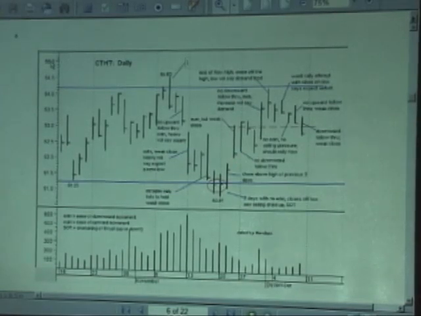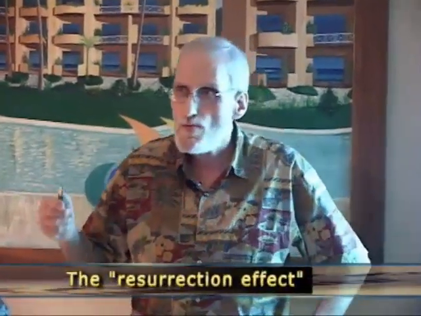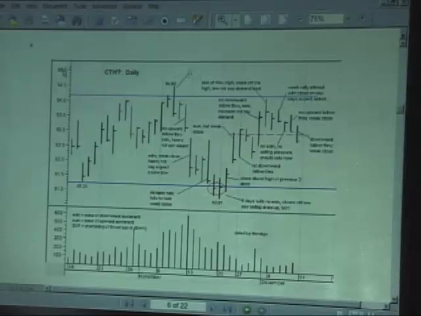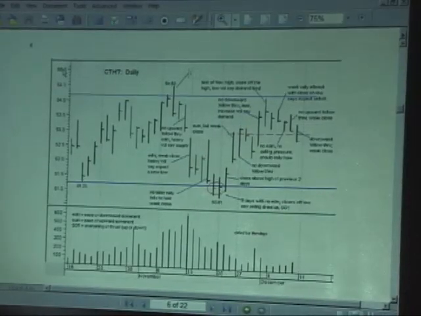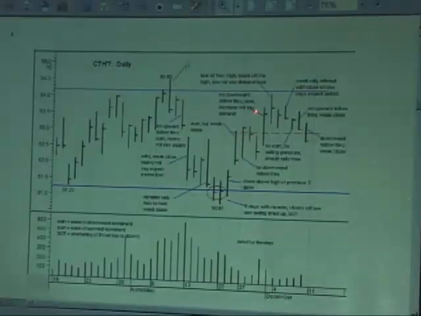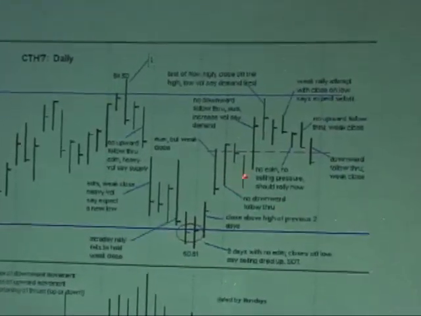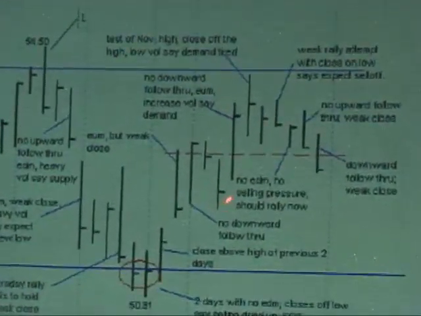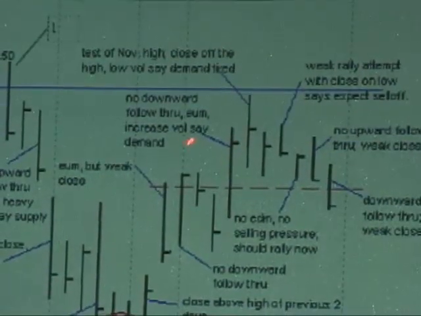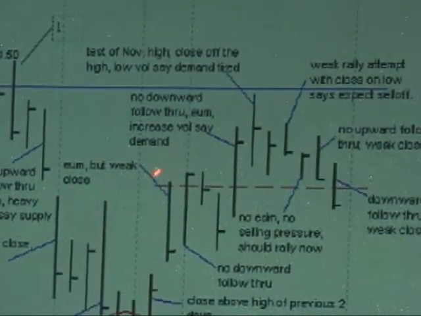And yet, it closes on the low, and it would certainly concern you that the market could get hit. But instead, there's no downward follow-through. And this is what I mean by the resurrection effect. That's what I've termed it. In other words, every time it looks vulnerable, it doesn't follow through. It's a sign in an uptrend that we're in an uptrend. Then the market tries to rally, it pulls back again. There's some attempt to turn the market down, and there's no follow-through. Right here, no follow-through, ease of upward movement.